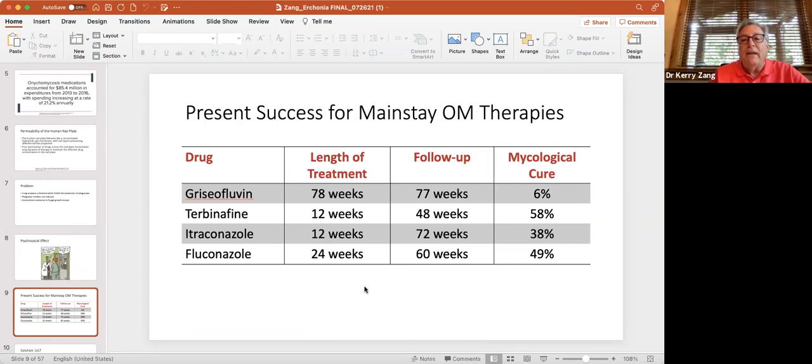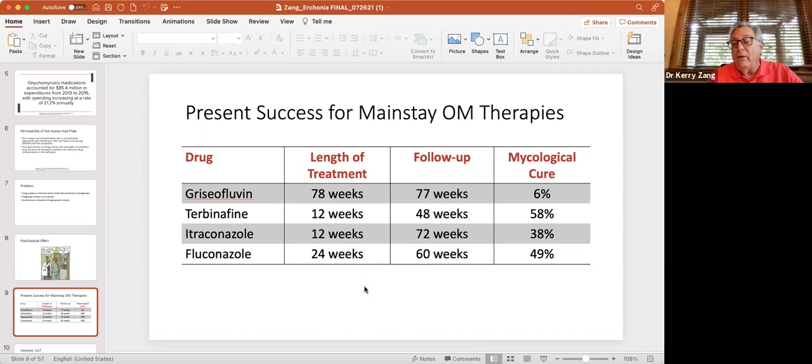So when you talk about the mainstay therapies, griseofulvin, which has been used for years, you have to treat it for a year and a half, follow-up a year and a half, and the success rate was only 13% or 14%. Terbinafine is 12 weeks, follow-up of 48 weeks, it's 59%, 58%. Part of my screen is blocked off, so I'm not sure of the numbers there, but it's pretty close. Itraconazole, 12 weeks, 72-week follow-up, only 38%, and fluconazole is 6 months and follow-up a little over a year at 49%.